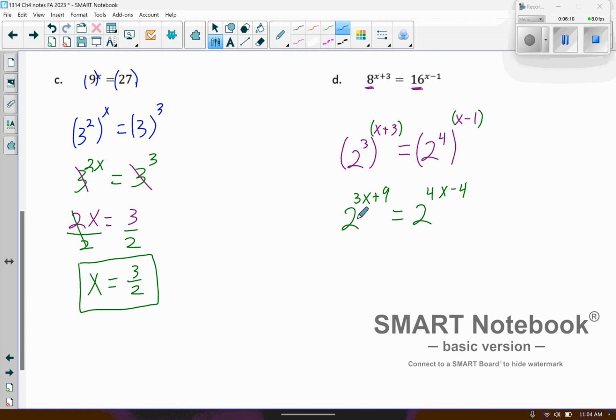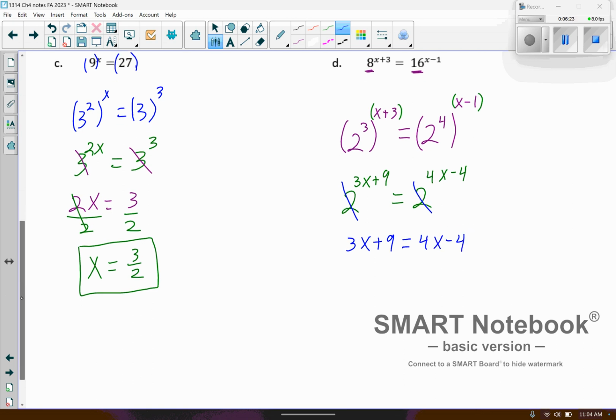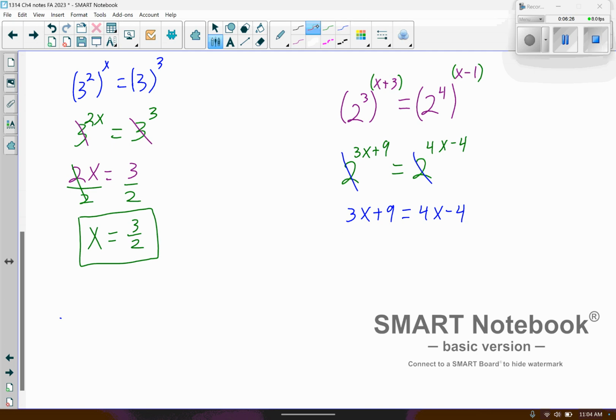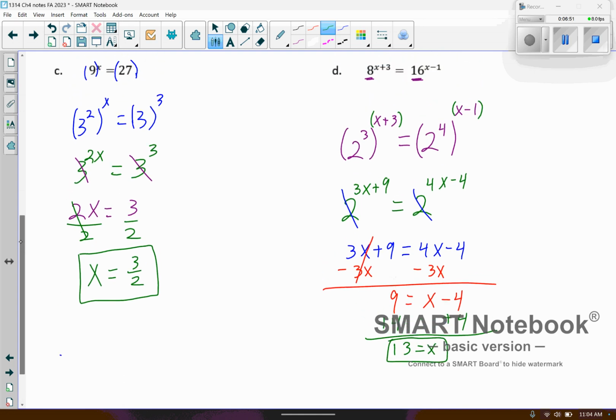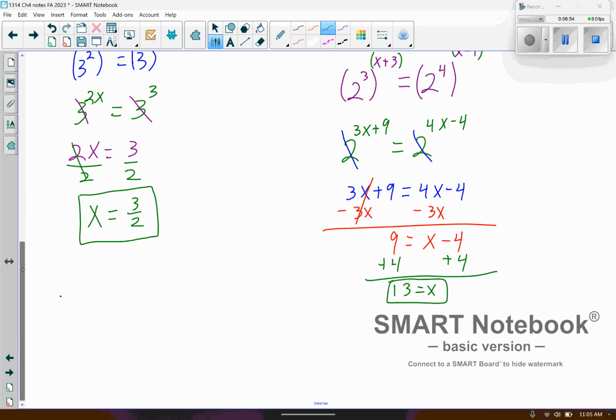And now we're ready to cancel out or basically remove those common bases and just focus on the exponents. So 3x plus 9 equals 4x minus 4. And I'm going to subtract 3x from both sides just to keep my x positive. So then we're going to have 9 equals x minus 4. And then we'll add a 4 to both sides. And we end up with 13. So x equals 13. So that's the value that if I were to plug it in, then the two sides would be equal.